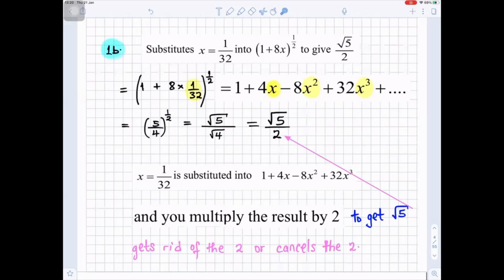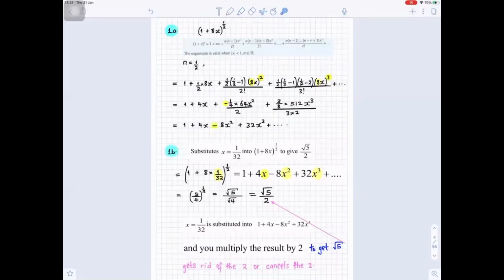So when you substitute 1 over 32 in place of x, you'll get your answer, but you don't want the 2. You would have to multiply the result by 2 because you only want the square root of 5. Multiplying by 2 cancels the 2. So that's your complete answer for questions 1a and 1b.